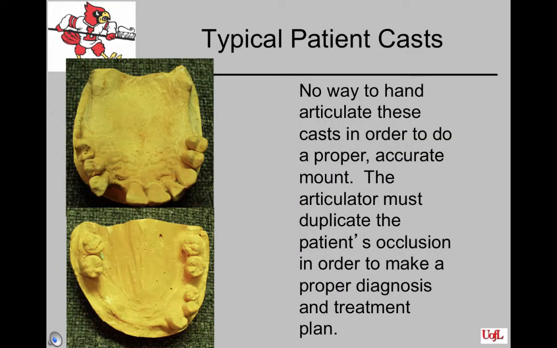This is another example where there is no way to hand articulate these casts in order to do a proper, accurate mount. The articulator must duplicate the patient's occlusion in order for you to make a proper diagnosis and a treatment plan. This one too demands record bases be used to accurately mount the case.